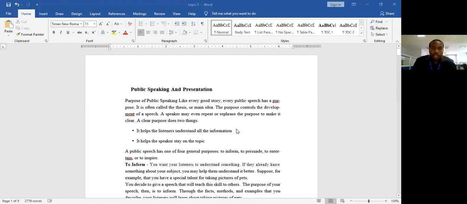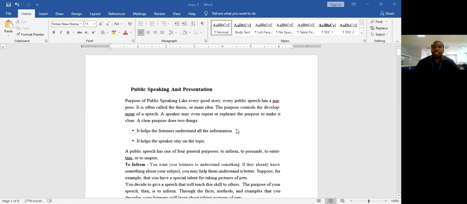So a speaker may even repeat or rephrase the purpose to make it clear. As far as you're having a public speech session, it means that there is a purpose or the main idea. So a speaker can repeat or rephrase the purpose to make it clear to the audience, so that the audience knows what you're talking about.